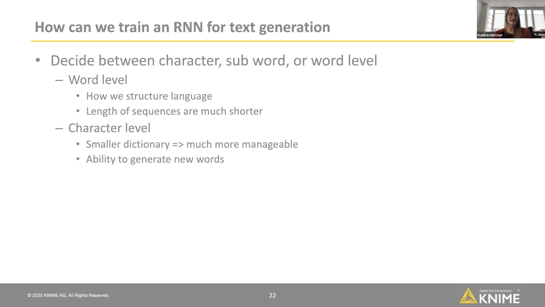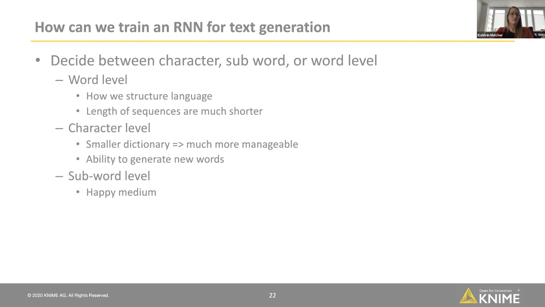And the other advantage that we have is that we have the ability to also generate new words, because if we train on word level and we say we just take the 10,000 most frequent words in a language, then of course we can also only predict these 10,000 different words, and we cannot come up with other words which are not in our dictionary. And what I saw as well recently is that people started to also train on subword level, which seems to be the happy medium between training on word level and character level.